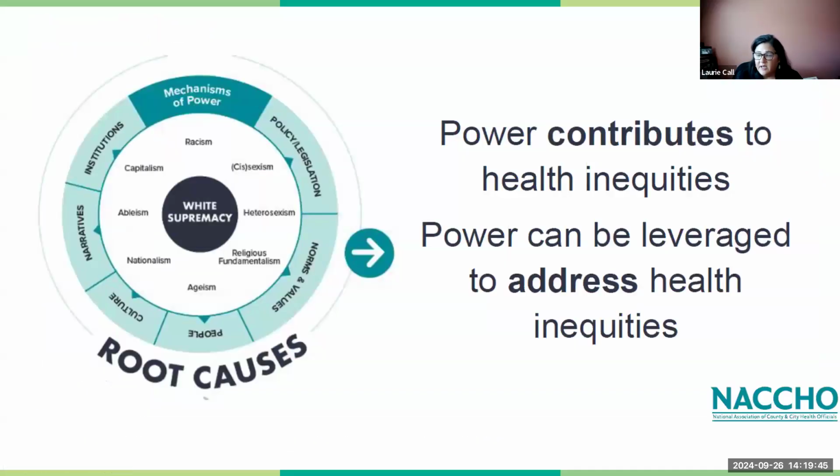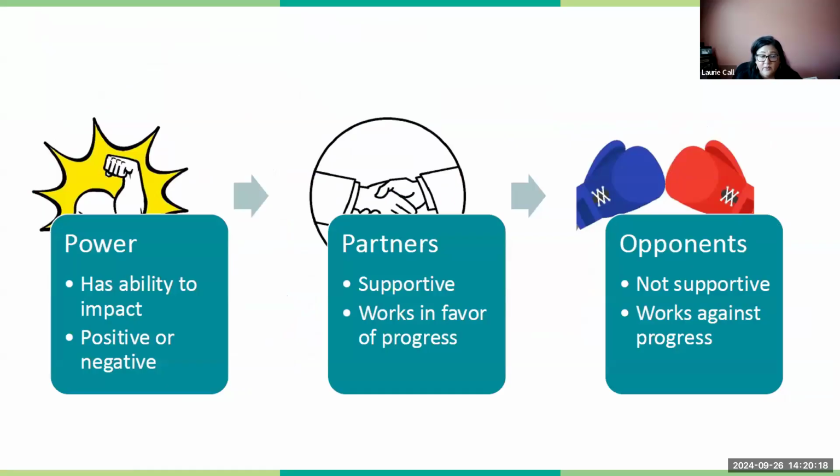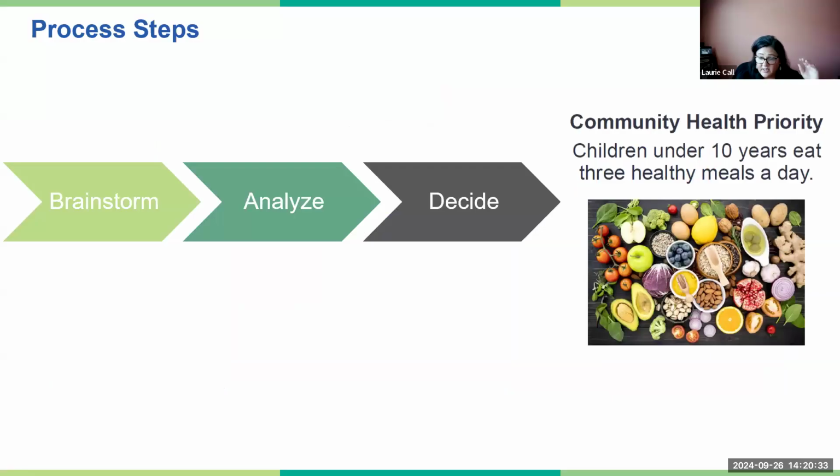Power contributes to health inequities, and it can also be used to leverage how we address those health inequities. That's why we think about power in this phase. A power analysis, when we're looking at it for the CHIP priorities, can help us identify who needs to be involved in addressing the issue or the priority, who has an influence on the issue, and what their support of addressing the issue is. That's what we're really trying to determine here. So we look at who has that power, positive or negative: who are the partners, who's supportive and working in favor, and who are the opponents, not supportive and working against. The process steps are that we're going to brainstorm and identify a list of potential people, we're going to analyze them, and then we're going to decide.